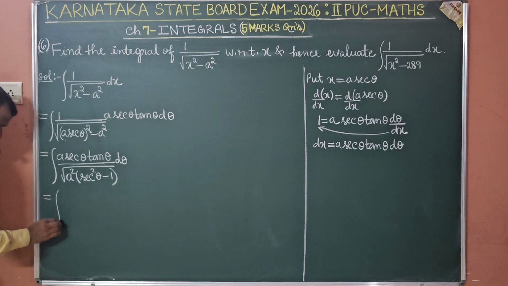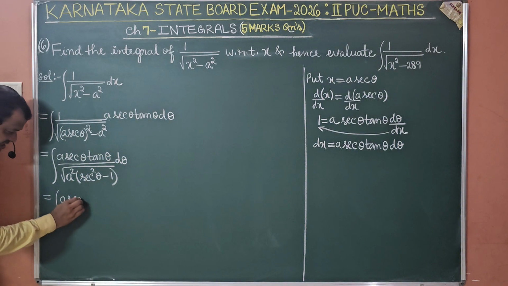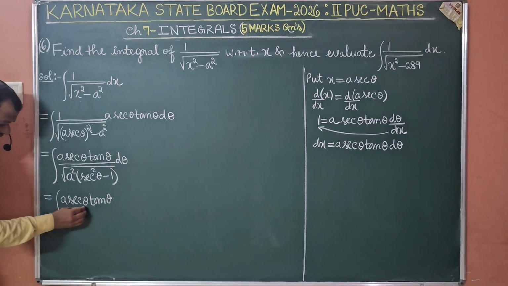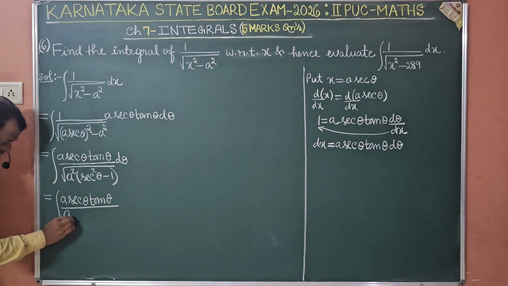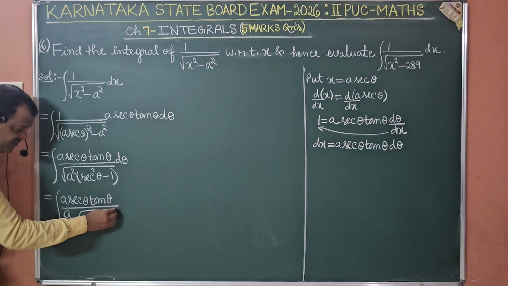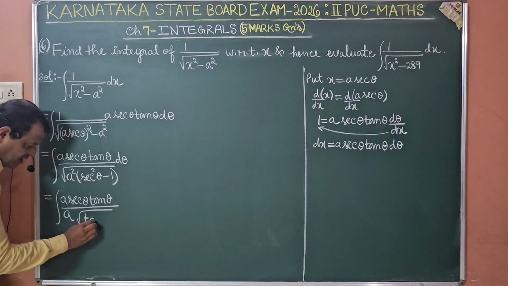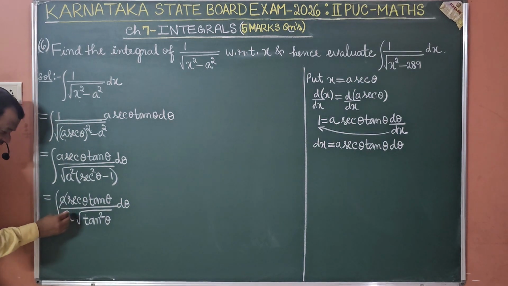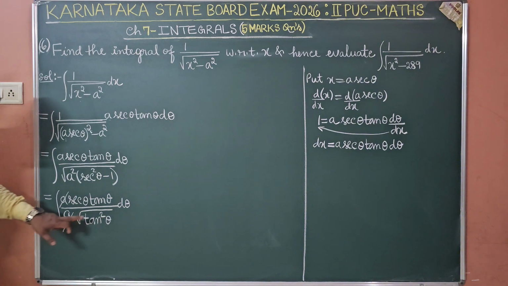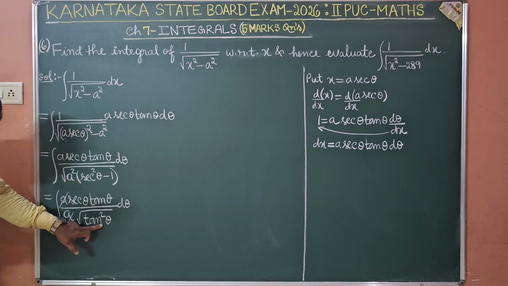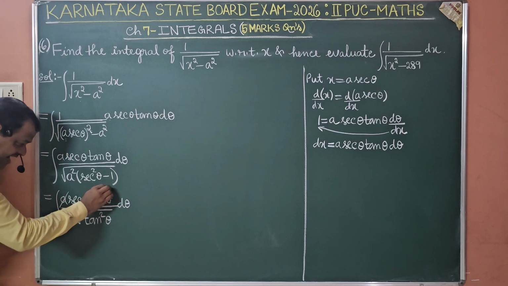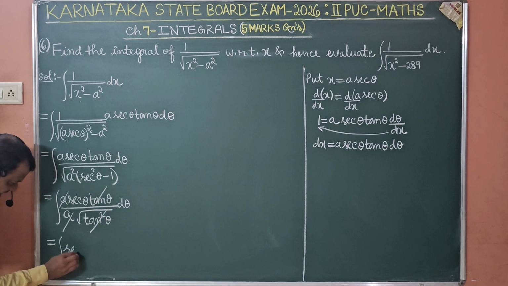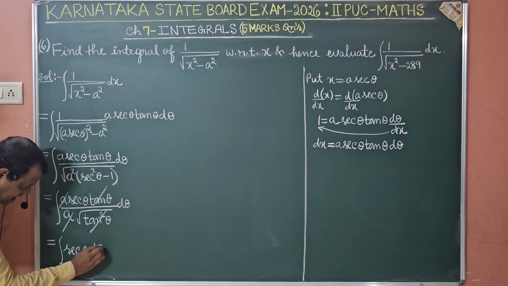Therefore, this is a into secant theta tan theta divided by square root of a square, which is a. This is square root of secant square theta minus 1, which is tan square theta d theta. Thus, a gets cancelled. Not only that, root of tan square theta is tan theta. Tan theta with tan theta get cancelled. Therefore, just integral of secant theta d theta remaining.